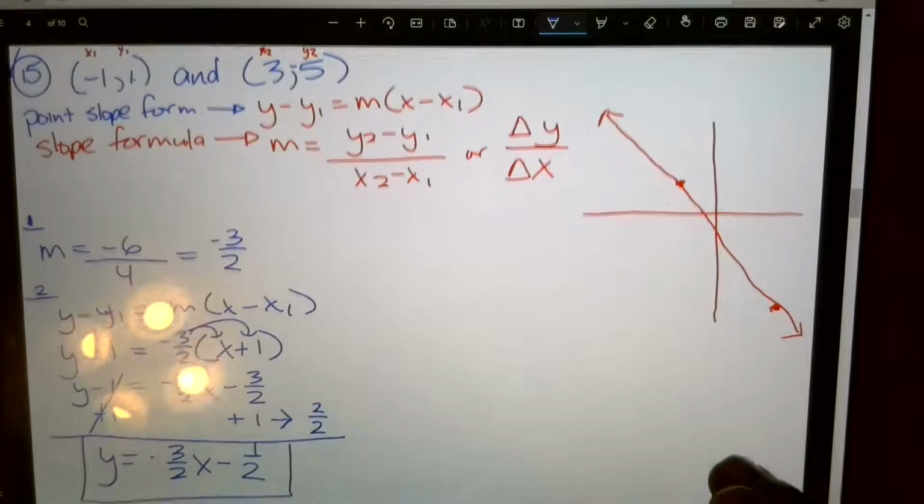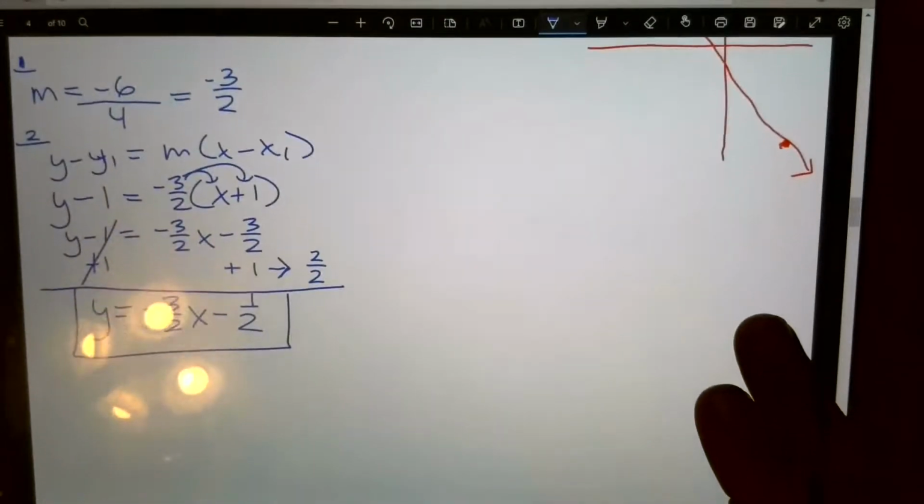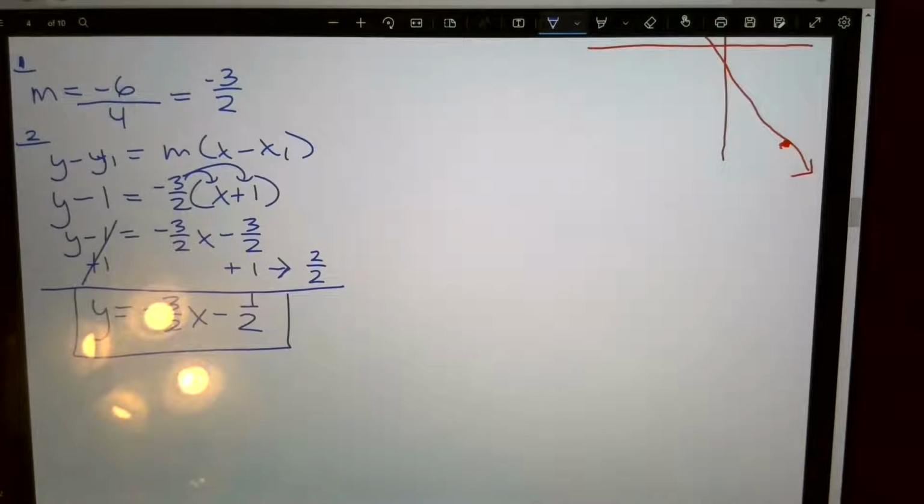Let me move this up so you can actually see it, not with the light reflecting off of it.